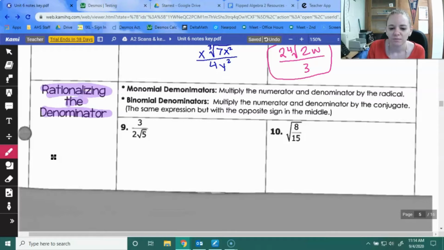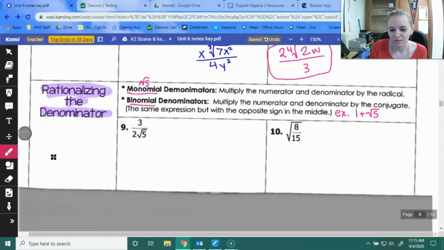Okay, so to start out, just discussing the different denominators you're going to have. A monomial, which is 1 term, and binomials, 2 terms. So for monomial denominators, you will multiply the numerator and denominator by its radical. If you have a binomial denominator, you'll multiply by the conjugate, okay? So a monomial is just like radical 5. An example of a binomial is like 1 plus radical 5, okay?